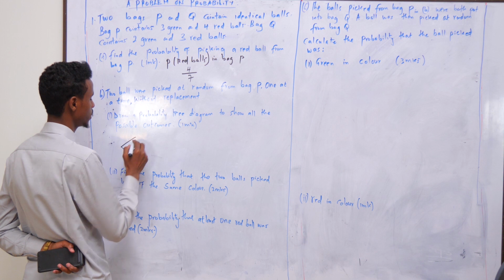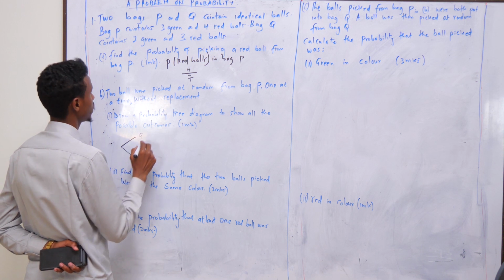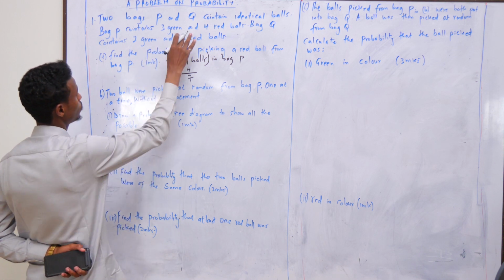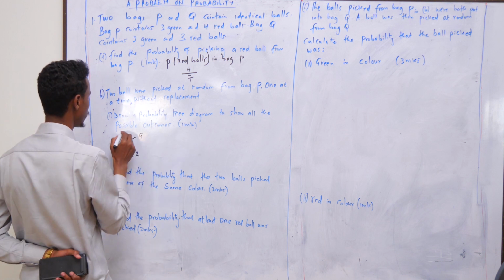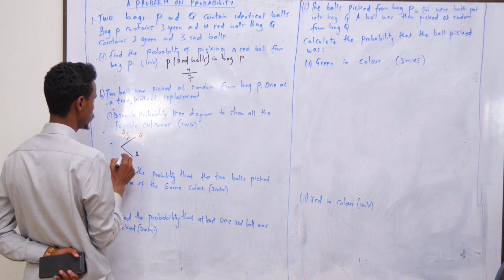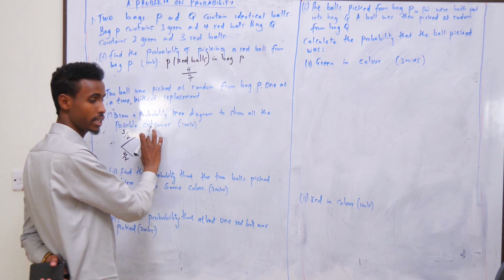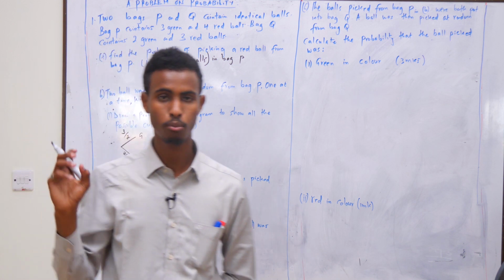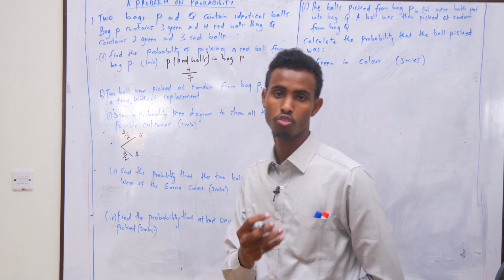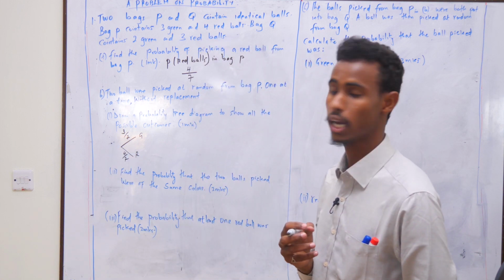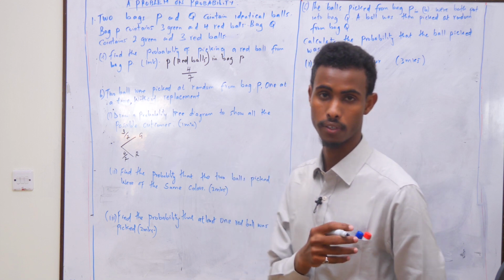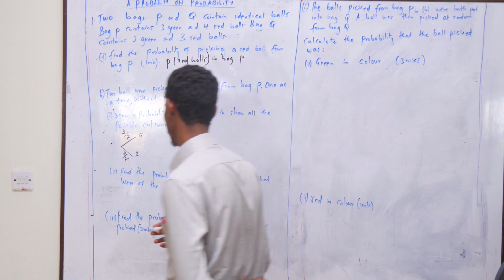Now this is bag P, right? You have green, you have red. For the green, we have 3 green and now 4 red. Total there is 7. Now we have 3 out of 7, and this we have 4 out of 7. Now class, this was the first picking. The probability of picking a red ball is 4/7, and the probability of picking a green ball at the first instance is 3/7. Now let's look at the second time.